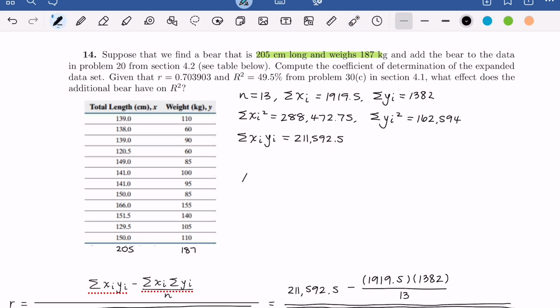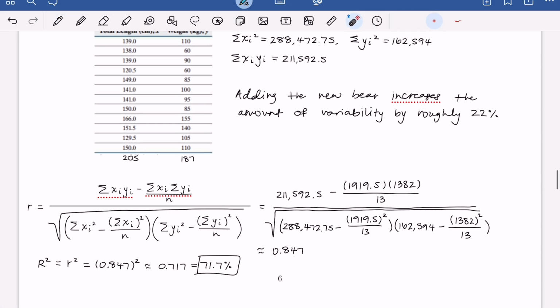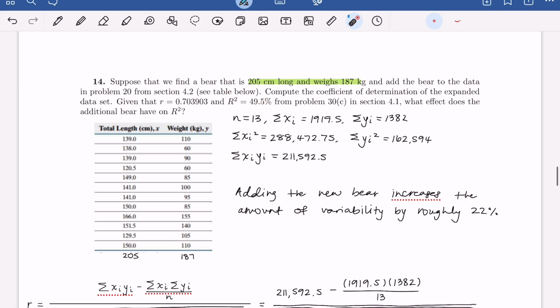So this tells us that adding the new bear increases the amount of variability by about 22%. So just taking the difference of our new r squared and the previous one.